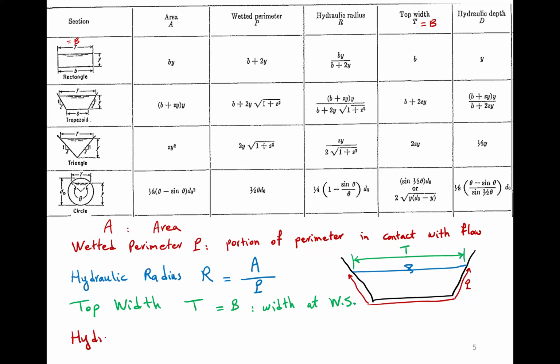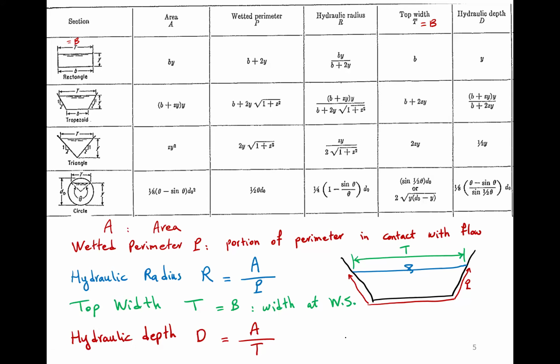Next, we have the hydraulic depth. Typically, we use capital D to show hydraulic depth. And it is equal to area divided by top width. Again, kind of a mathematical definition, not a direct dimension. What does it mean?